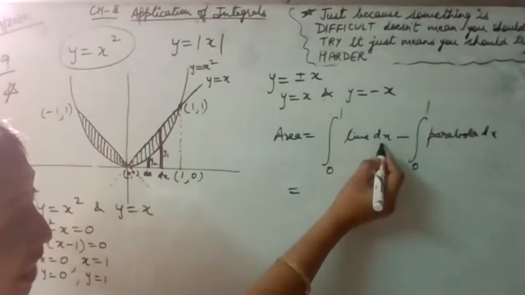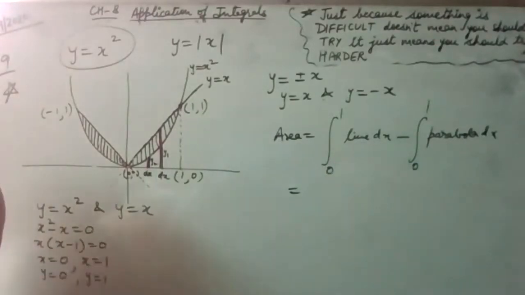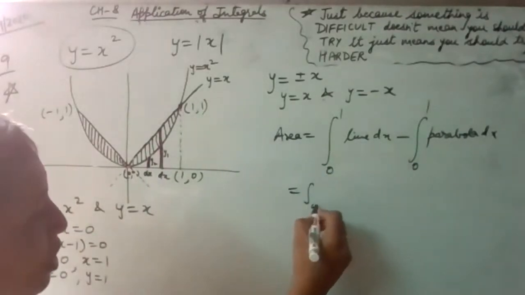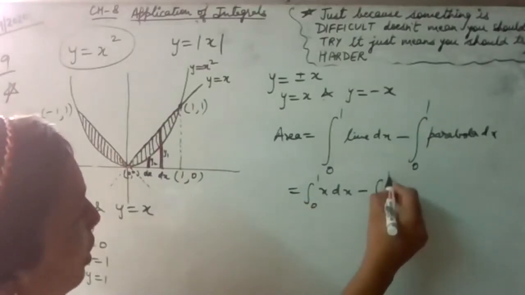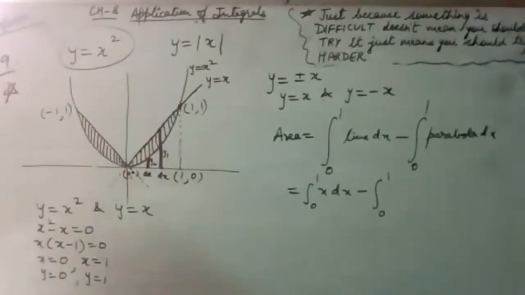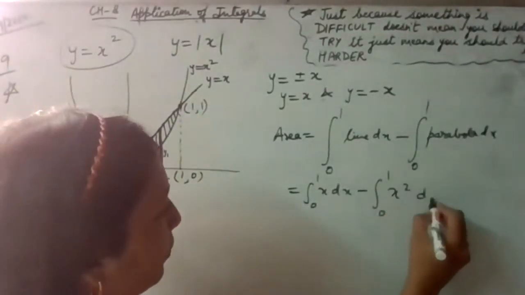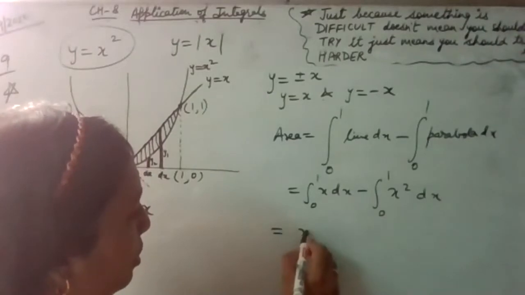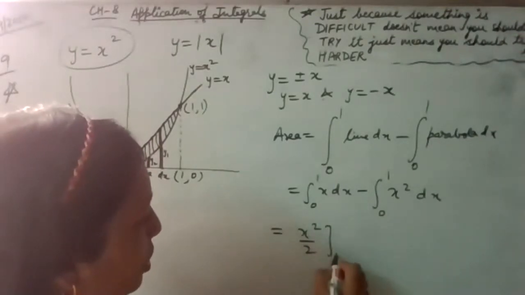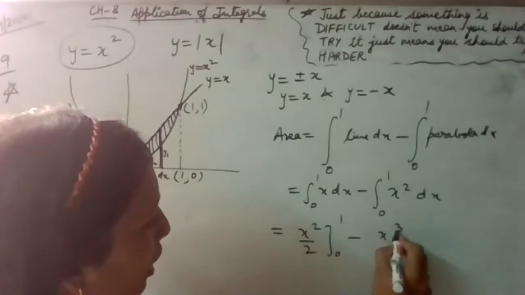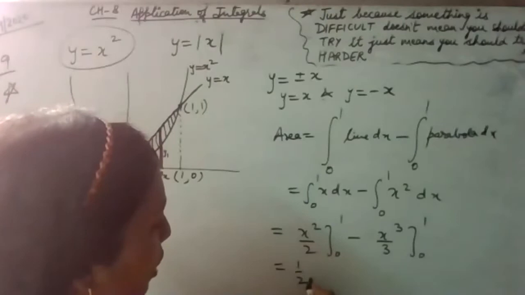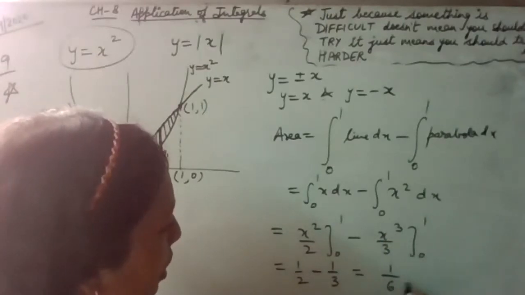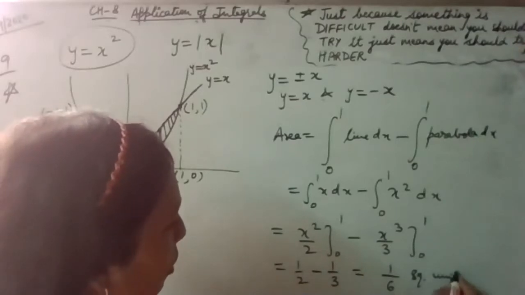And both, since dx is there, so we will take the equations in terms of x. Line equation in terms of x, it is x dx minus parabola ki equation in terms of x, that is x square dx. Let's integrate and put the limits. x square by 2, 0 to 1 minus x cube by 3, 0 to 1. So it is 1 by 2 minus 1 by 3. So we get 1 upon 6 square units.